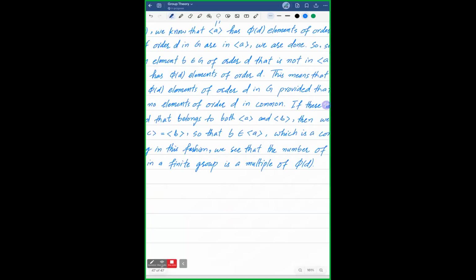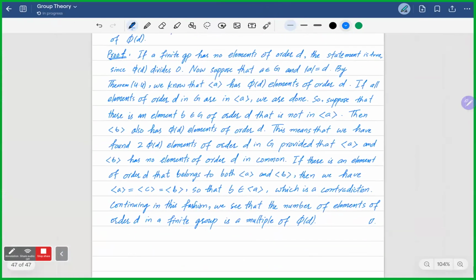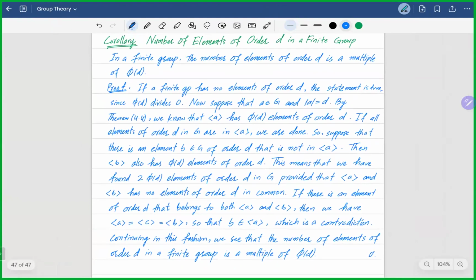Now, it is a very important and useful result, and good to know, that even if you don't know how many elements there are of order something in a general finite group, you can know that it should be a multiple of something. Perfect.